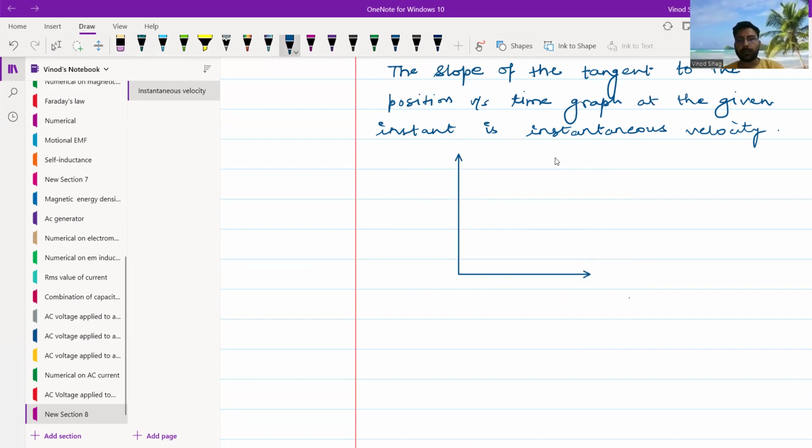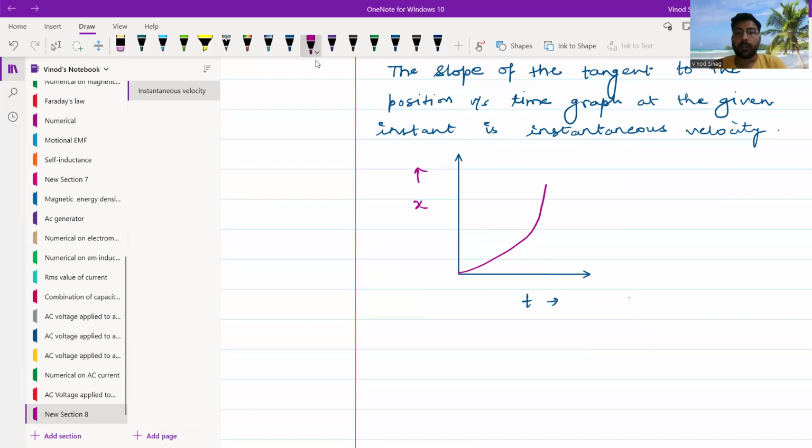Okay. So let's say the horizontal axis is given as the time axis. The time t is taken as the horizontal axis, and on the vertical axis, we are going to use x. Fine. And let's say a graph is given, and it is drawn like this.